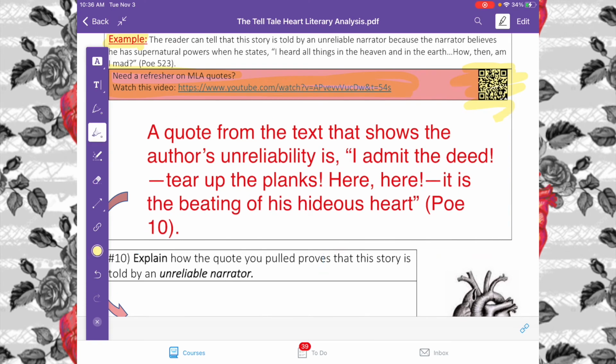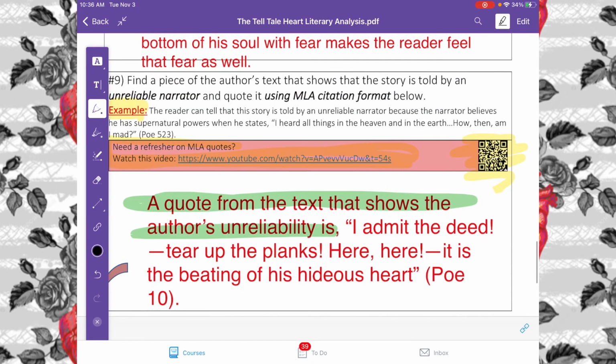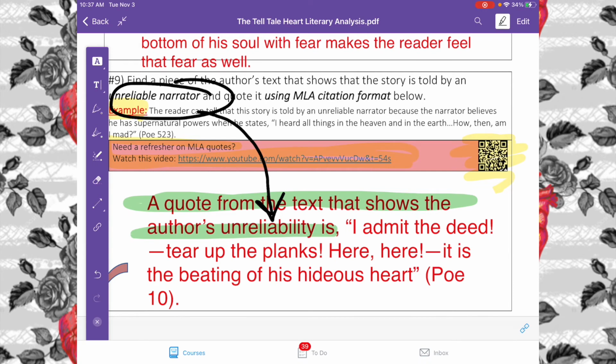I should have 3 pieces. Once again, double check, make sure you have all 3 pieces. So the first piece is going to be our lead in. That's our own words introducing the author's words. Remember, your lead in should have something from the prompt in it so that we know that we're answering it. So I put a quote from the text that shows the author's unreliability is, comma, quotation mark.